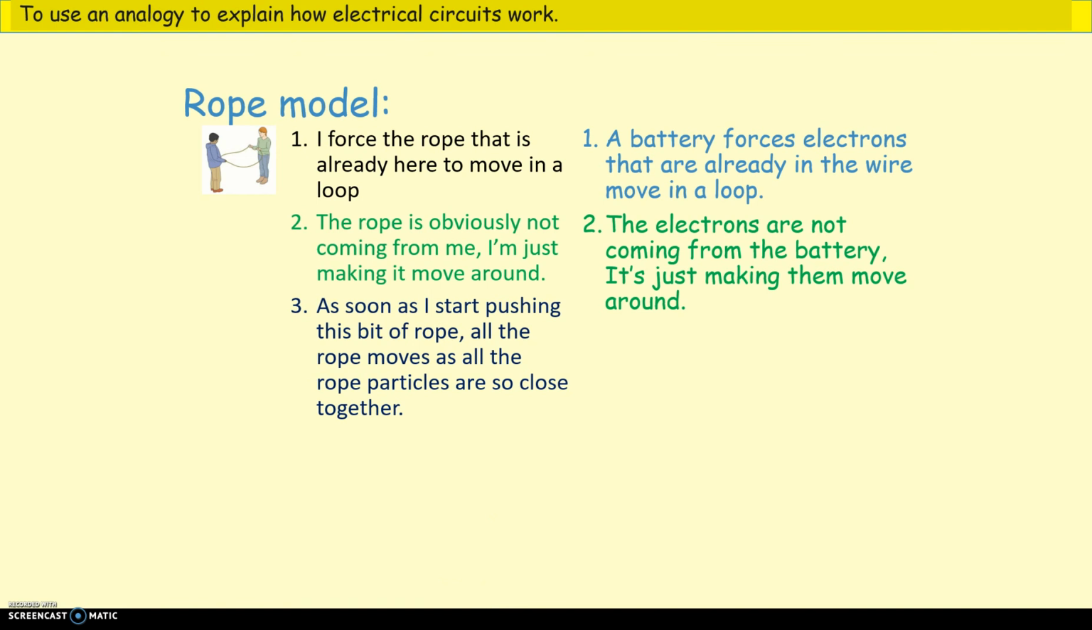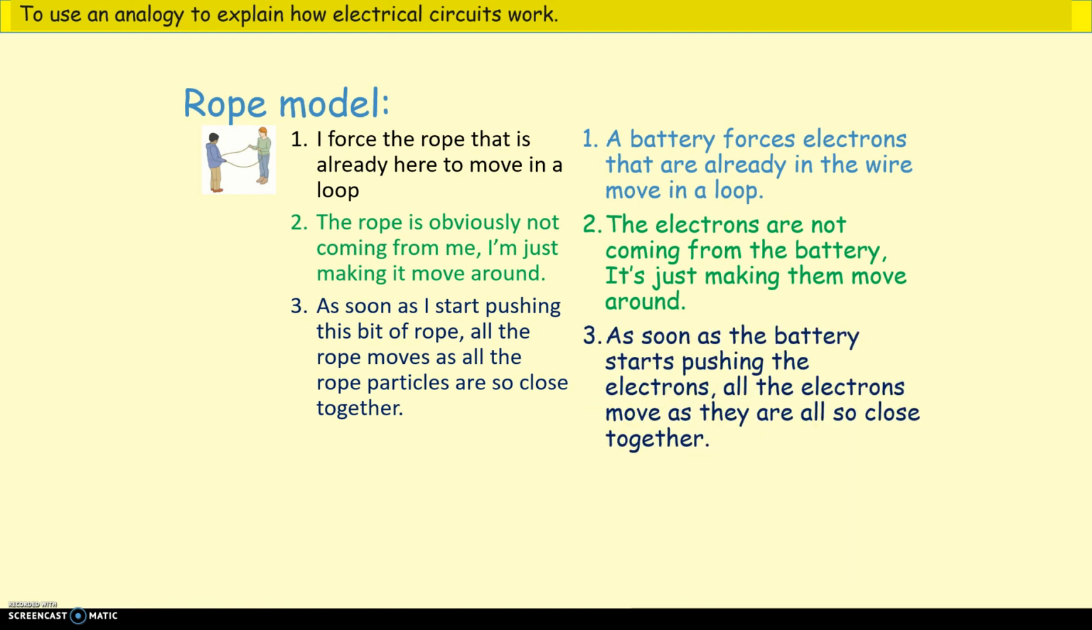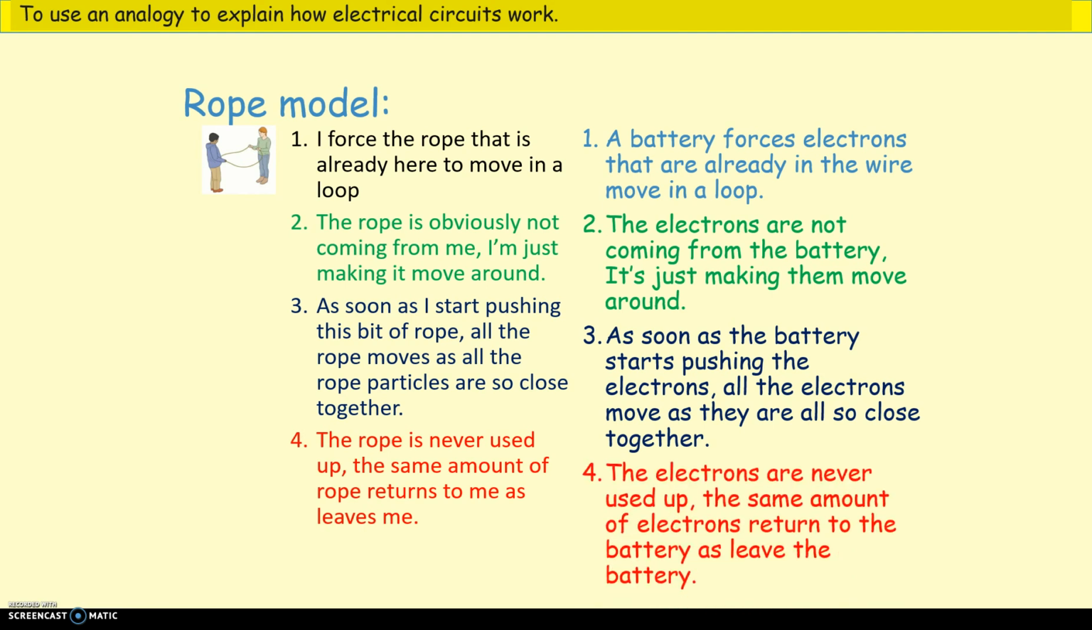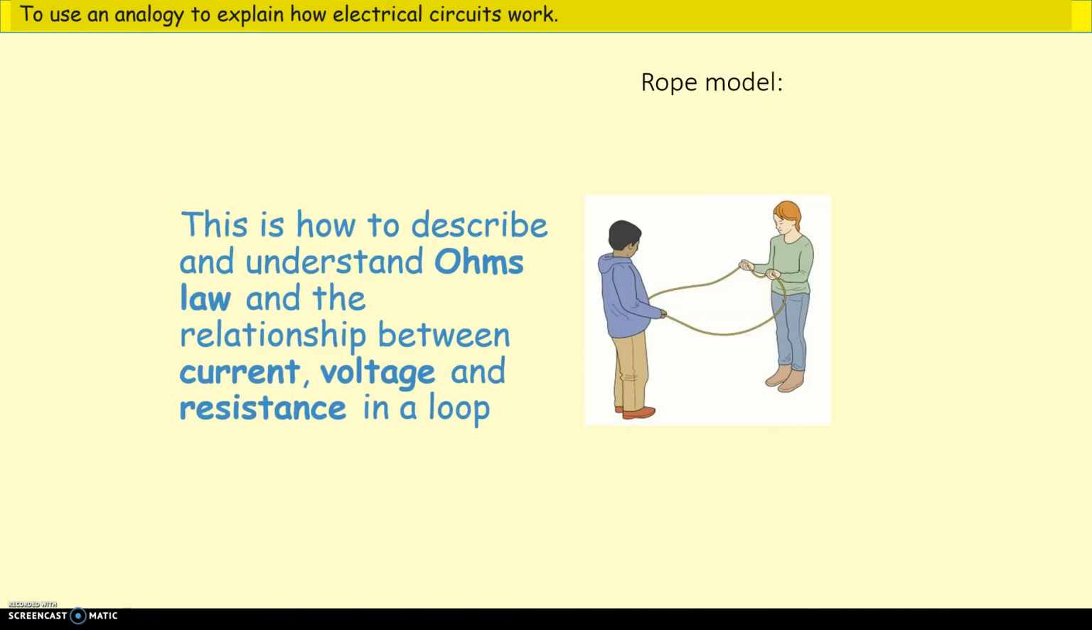As soon as I start pushing this bit of rope, all the rope moves as all the rope particles are so close together. As soon as the battery starts pushing the electrons, all the electrons move as they are all so close together. The rope is never used up. The same amount of rope returns to me as leaves me. The electrons are therefore never used up. The same amount of electrons return to the battery as leave the battery.